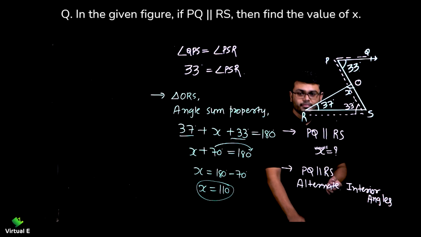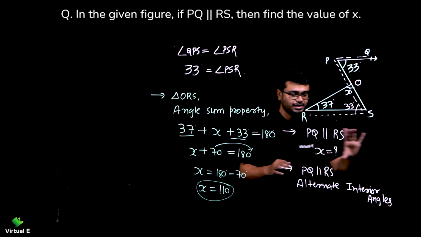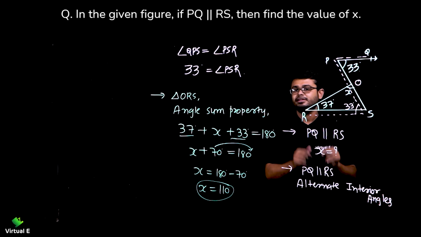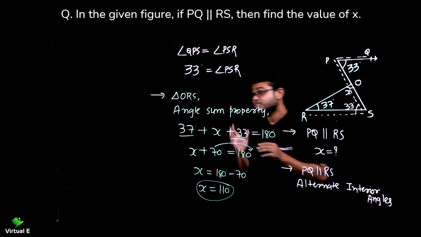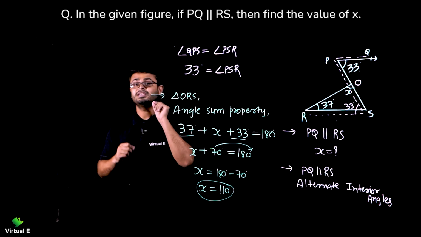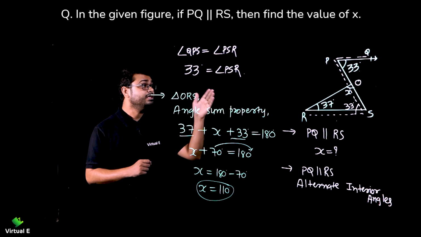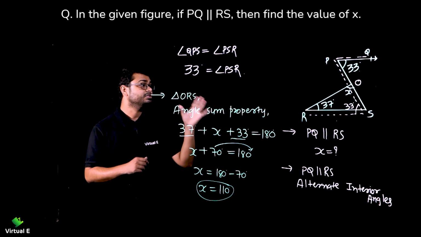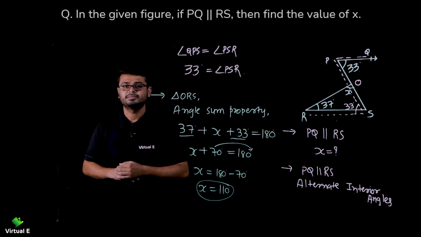Very simple, but interesting and important as well, because we use the parallel line property, AIA, alternate interior angles, and also the angle sum property. In examinations, this kind of question is very common, where you need to use both properties in the same sum: the property for the triangle and the property of the transversal as well. So this is how we combine both properties and find the value of the missing angle.